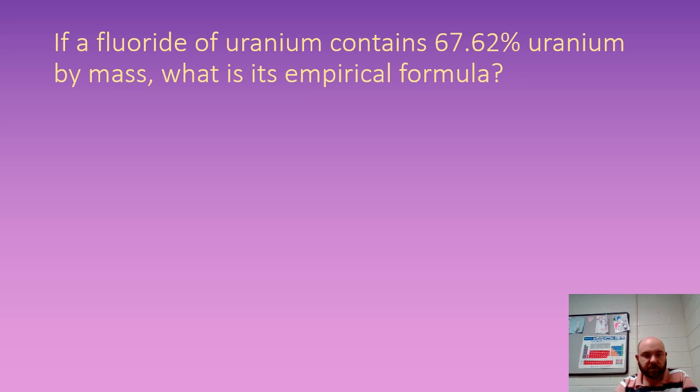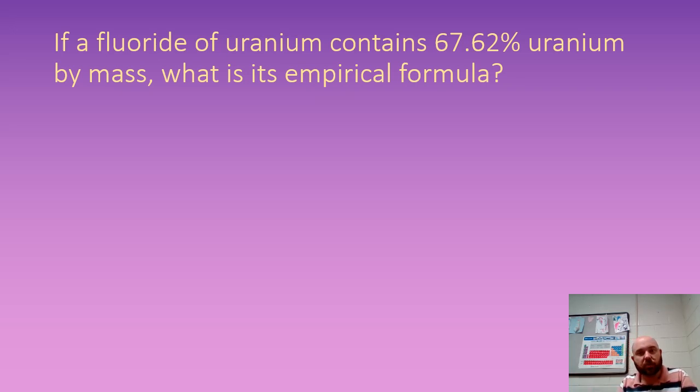This question is worded a little bit differently. It asks, if a fluoride of uranium contains 67.62% uranium by mass, what is its empirical formula? So we're asked to do a little bit of critical thinking here. We've got a compound and it says it's a fluoride of uranium. What that means is this compound is made of purely uranium and fluorine.